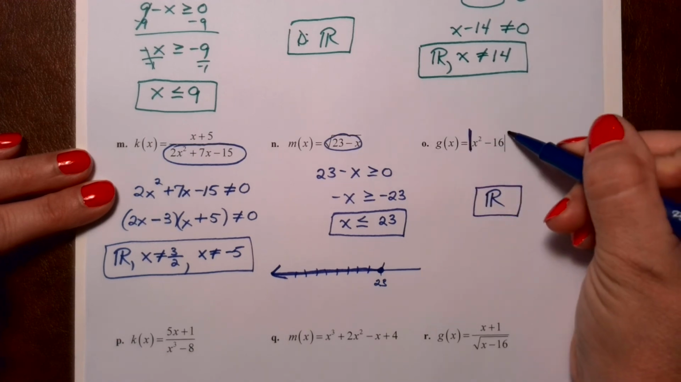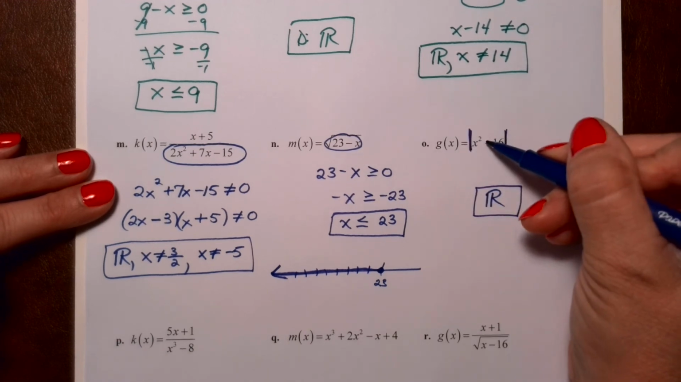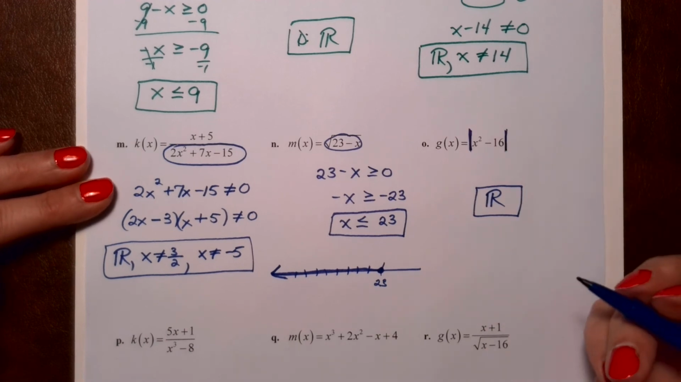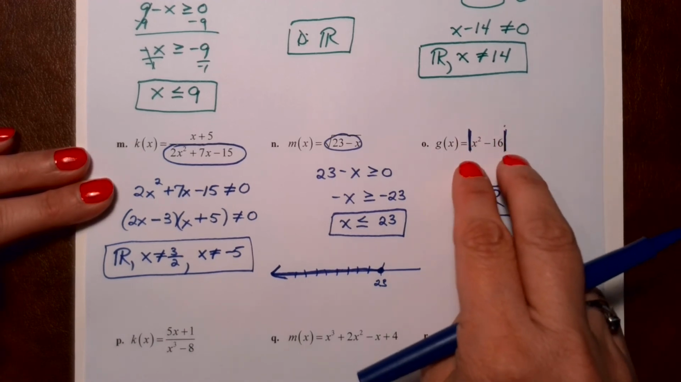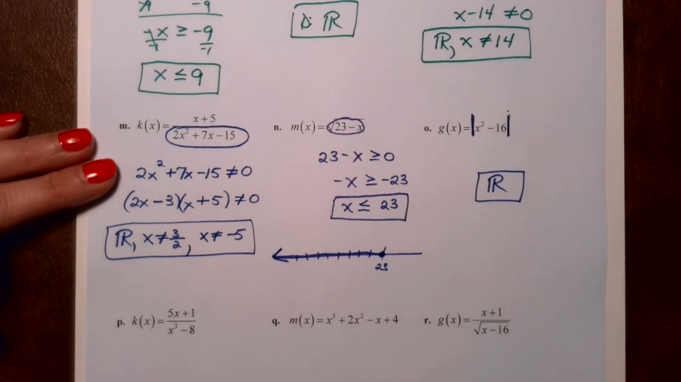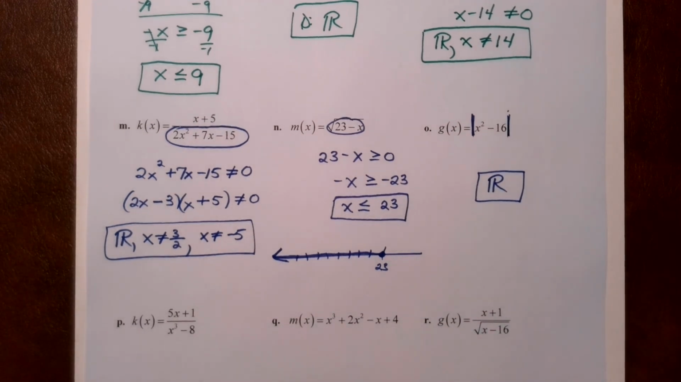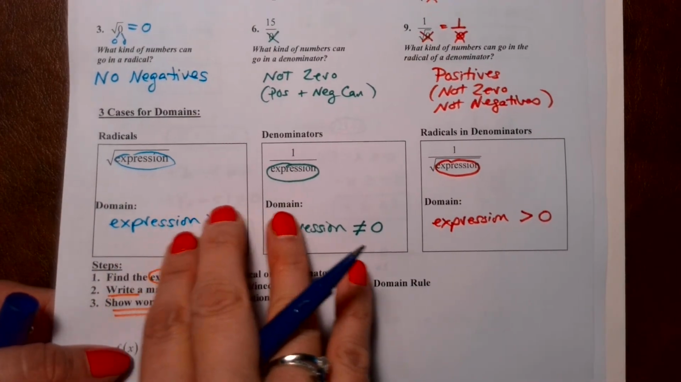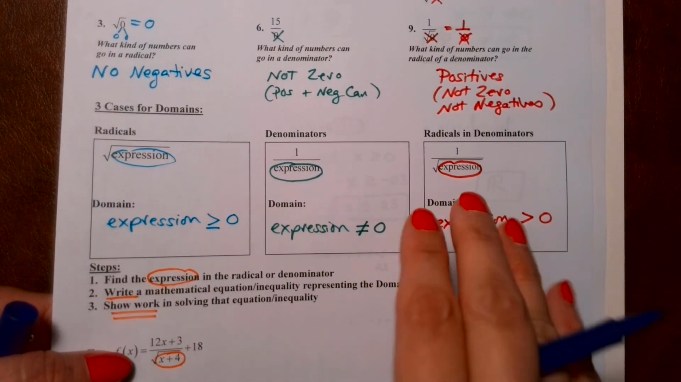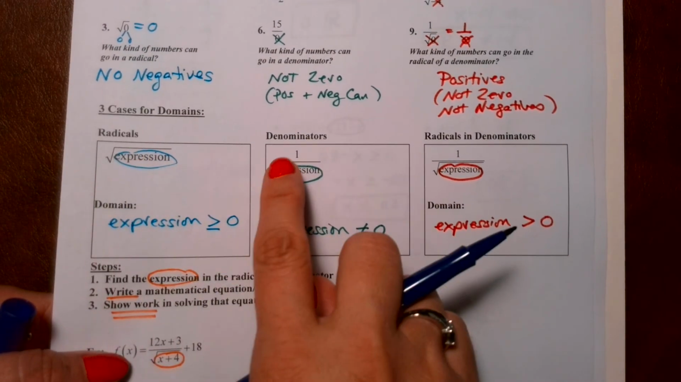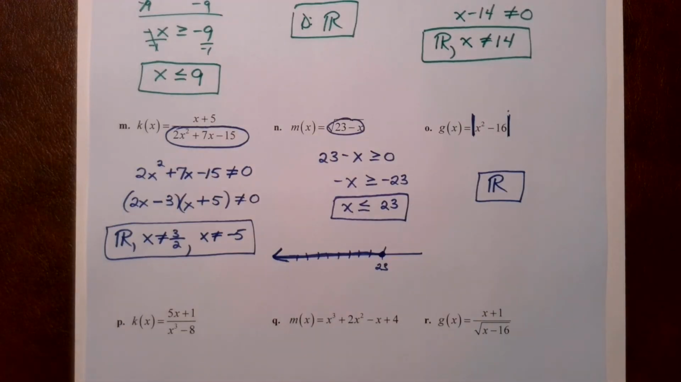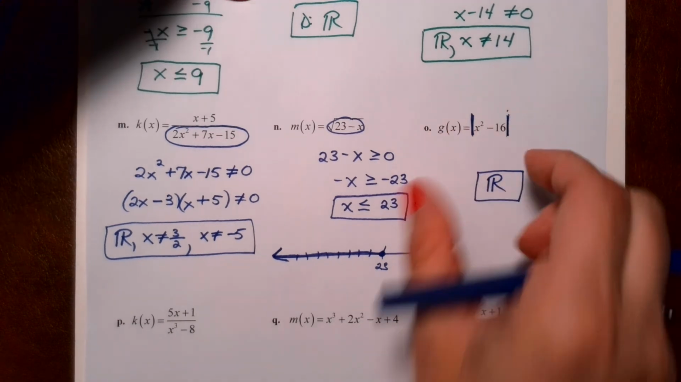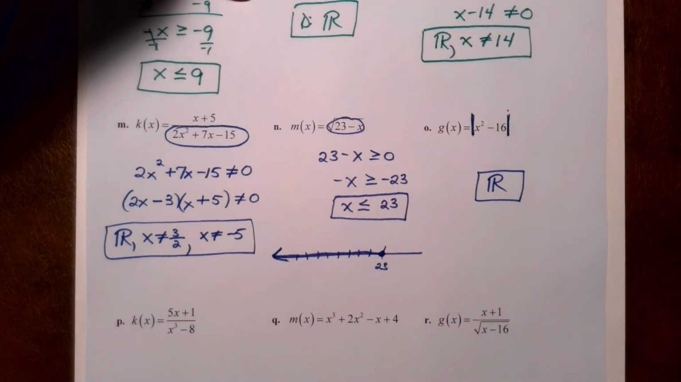This is an absolute value sign. So can you put negatives into absolute values? Sure. Can you put 0 in? Yes. So we don't have to worry about absolute value signs because remember, absolute value signs were not one of our restrictions. We only worry about radicals and denominators. Now, if this was in a denominator, that would be a different story. That would be a different problem.